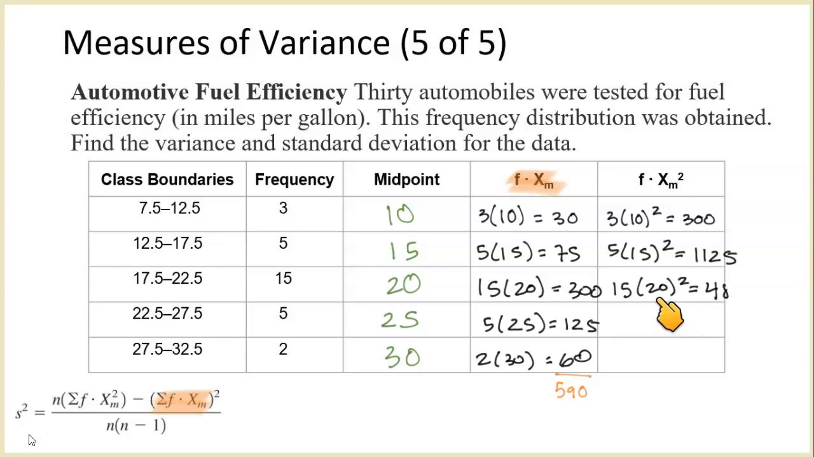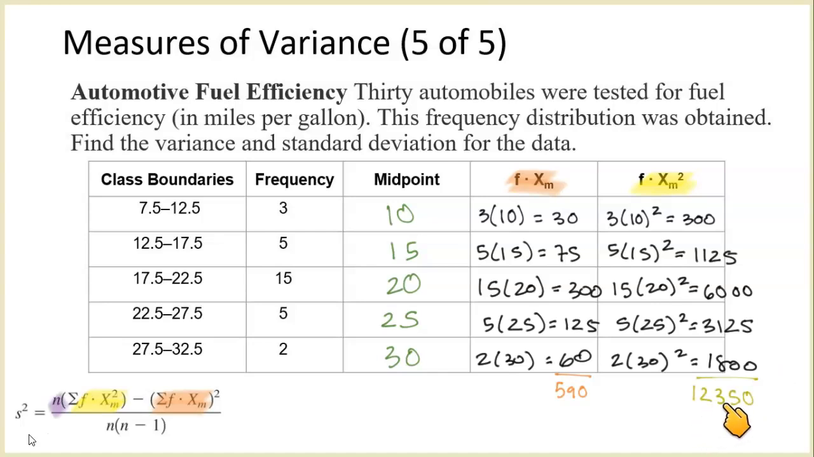So 15 times 20 squared, 6,000. And then 5 times 25 squared, 3,125. After we get all our values, we're going to sum this column together, and we're going to get 12,350.